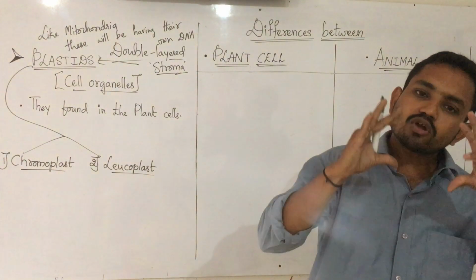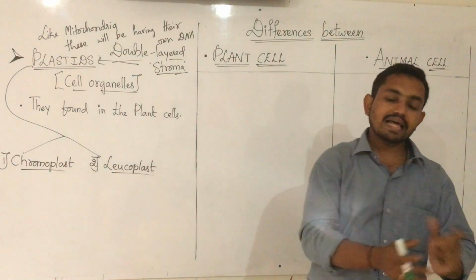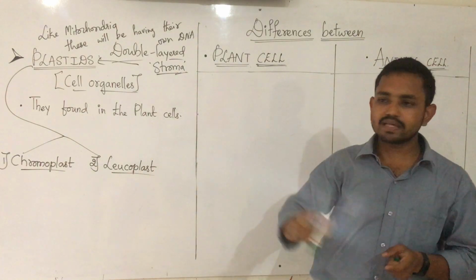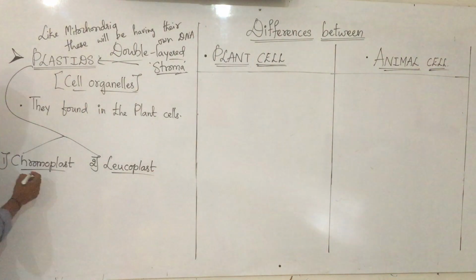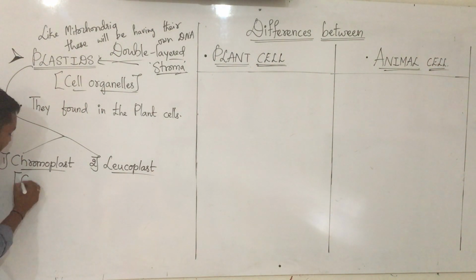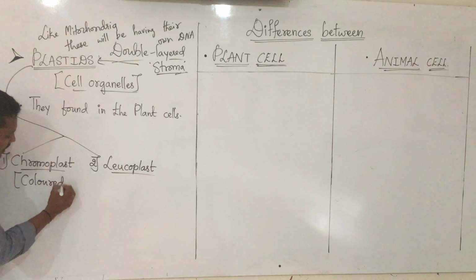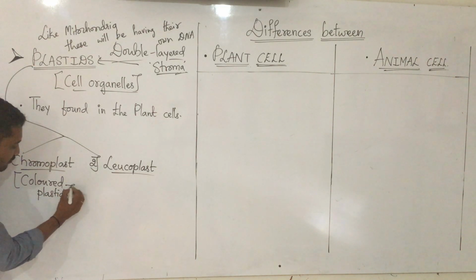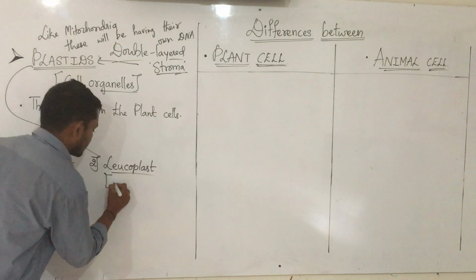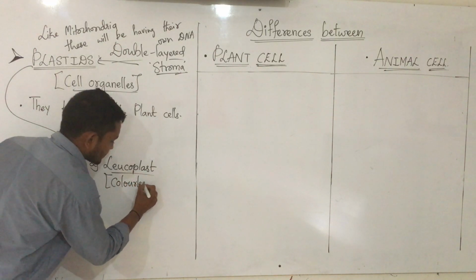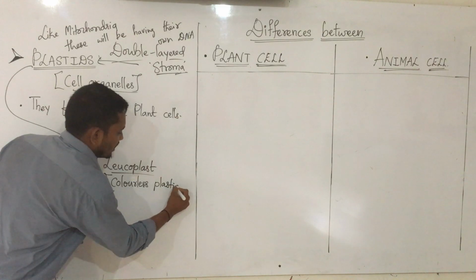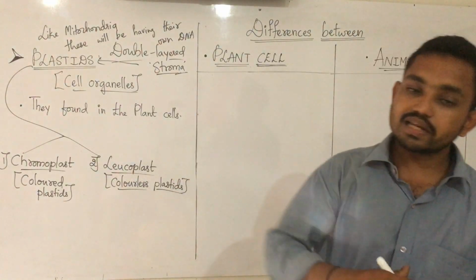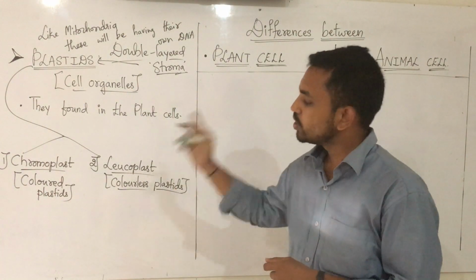Next, based on the color pigment, plastids can be categorized into 2 different types. The first is the chromoplast and the second is the leucoplast. The term chromoplast represents colored ones, so colored plastids are chromoplasts, whereas colorless plastids are leucoplasts. So based on color, we categorize plastids into 2 different types.